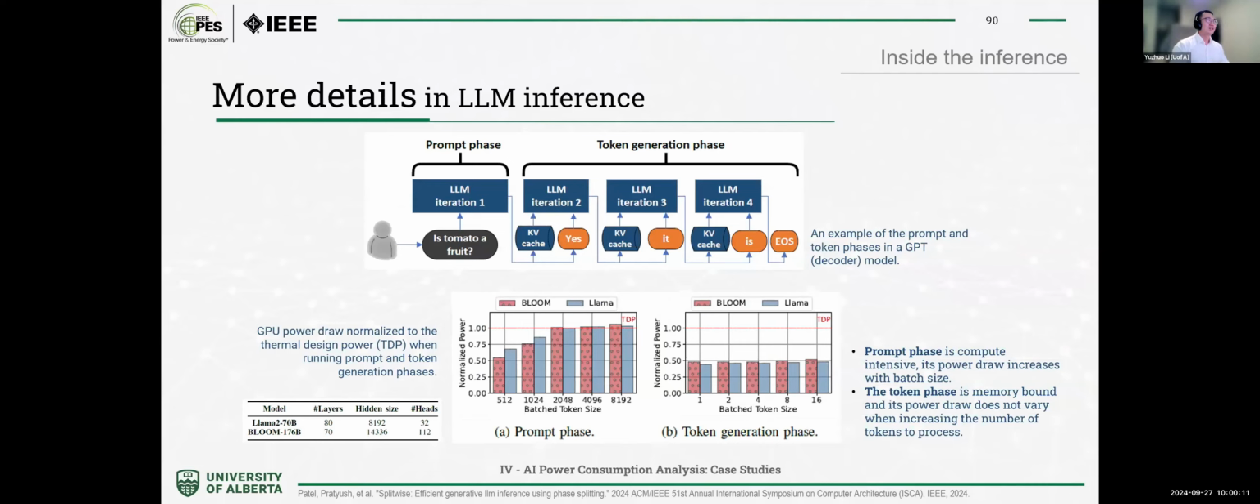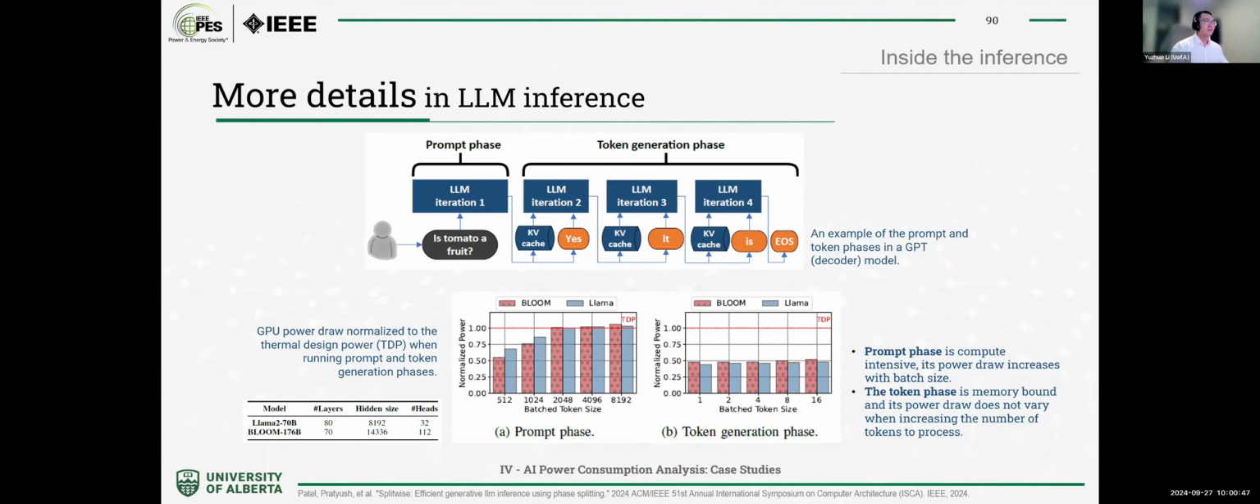So here's more detail on large language model inference. If we decompose the inference stage, we have two different phases: one is called the prompt phase, and the other is the token generate phase. To put it simply, we can imagine the model takes the prompt phase as a process of understanding what you mean by your question. Then the token generate phase, based on its understanding, generates your answer.